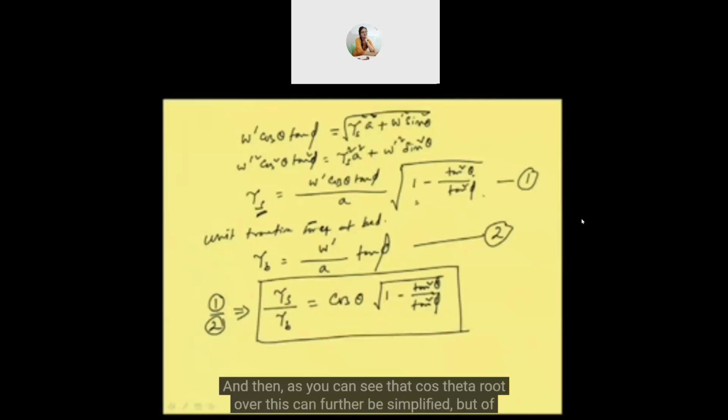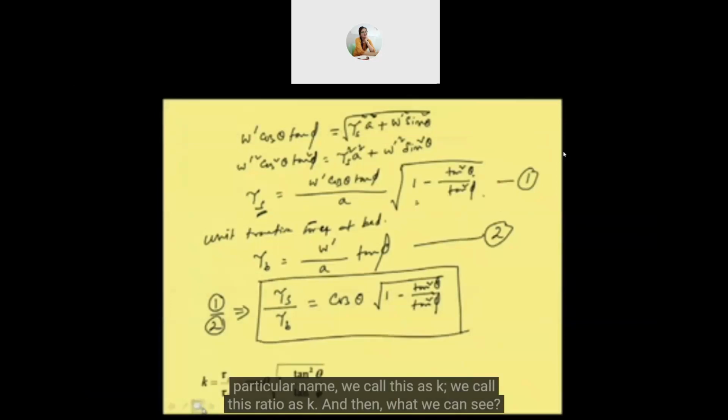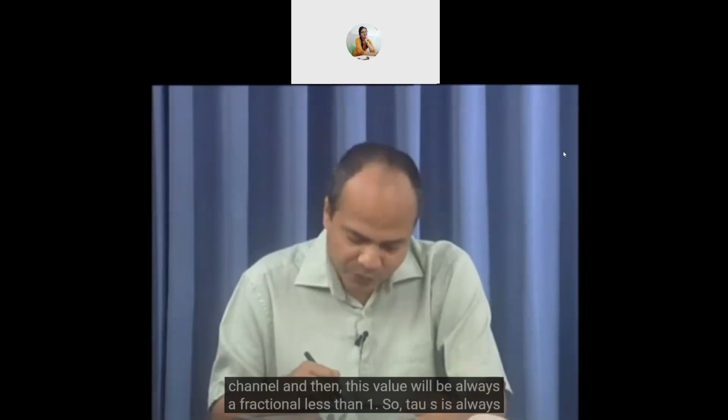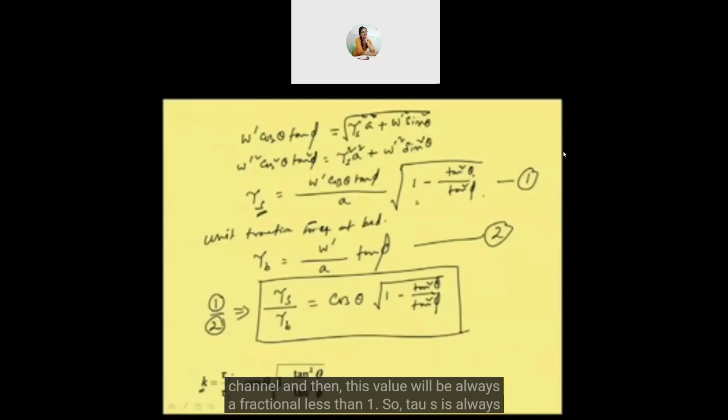As you can see, cos theta root over this can be further simplified, but we are leaving it at this level, that is tau s and this ratio. This ratio has a particular name. We call this ratio k, so k is equal to tau s by tau b, which is equal to cos theta root over 1 minus tan square theta by tan square phi. One point we should note here is that theta will always have some value for a trapezoidal channel, and then this value will always be a fraction, less than 1. So tau s is always equal to some fraction multiplied by tau b.